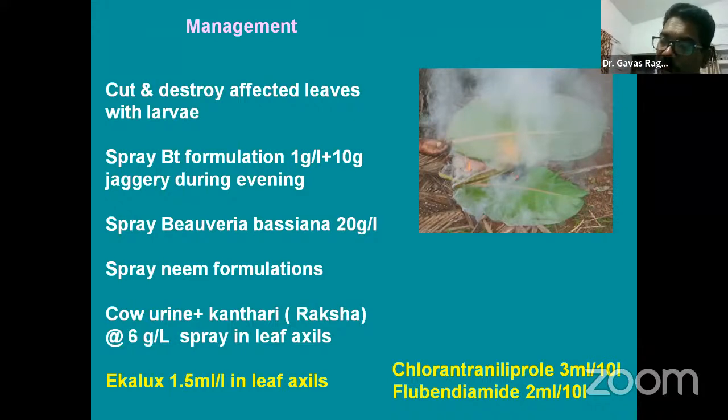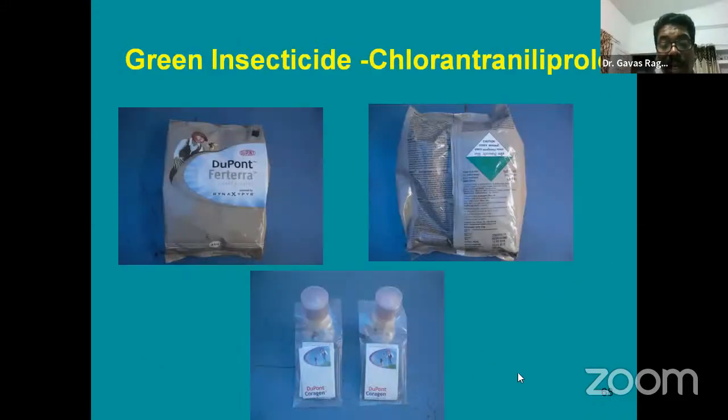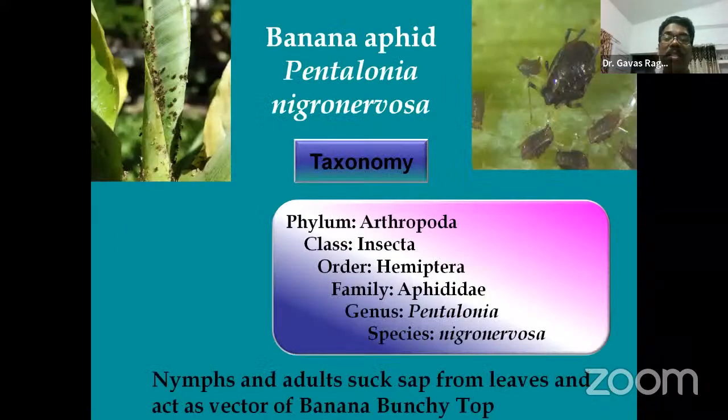In addition to chlorantraniliprole, we also recommend flubendiamide, which is another green labeled insecticide, and the application rate is 2 ml per 10 liter. Please remember this. And I already mentioned this one. So for information, this is Coragen or chlorantraniliprole, which is available in the market. This is flubendiamide, which is available both in the name of Fame and Takumi. And the application rate is 2 ml per 10 liter. Please remember that.